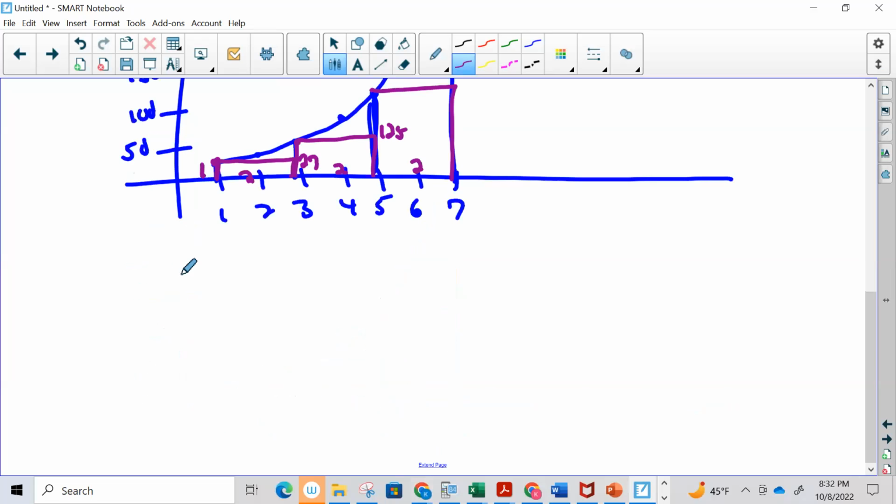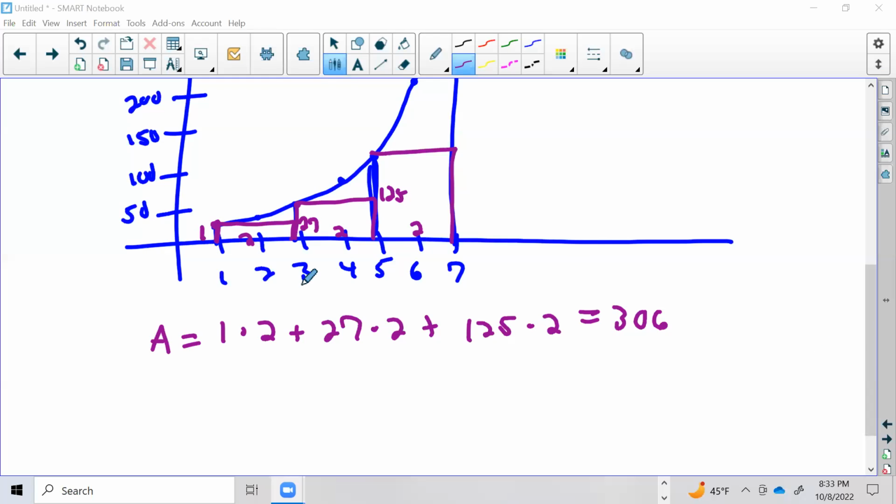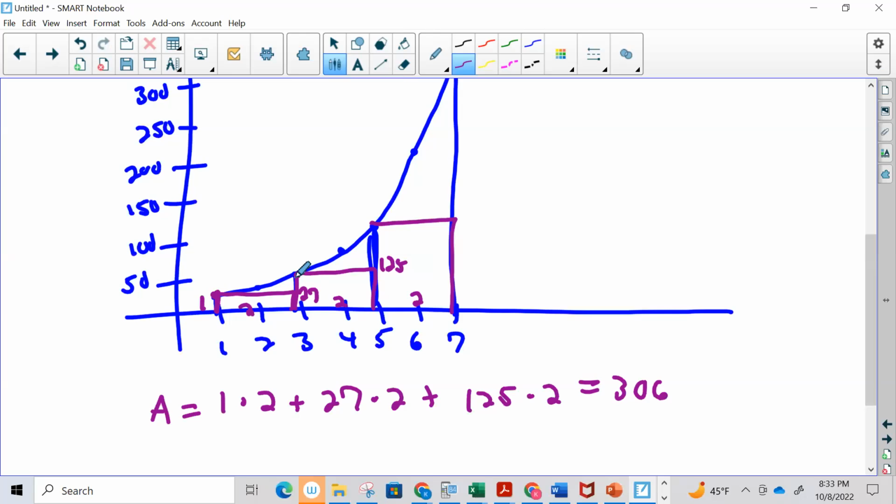And so the area for this one, again, is length times width, or base times height. So we would do 1 times 2 plus 27 times 2 plus 125 times 2. And that gives me 306. So this obviously is an underestimate. There's space between the curve and the rectangles. But again, it gives us just another approximation.